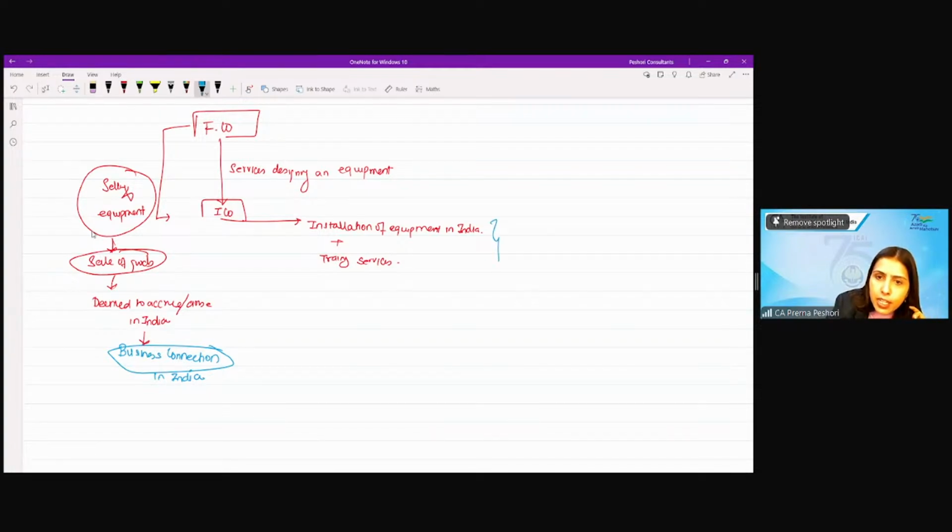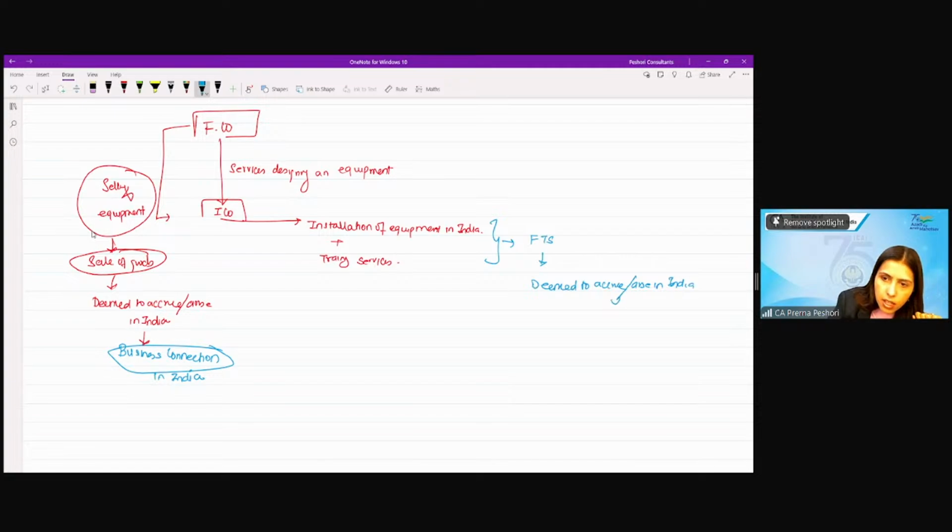Installation of equipment and training services. This is FTS. Right? This is a technical fee. Since it is paid by the Indian payer and it is not for the business outside India, this will be deemed to accrue or arise in India.